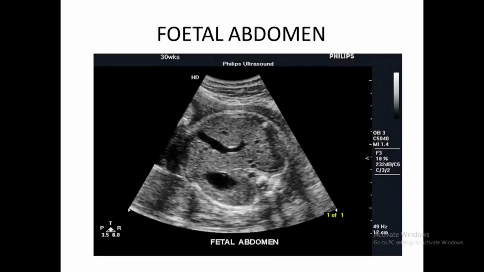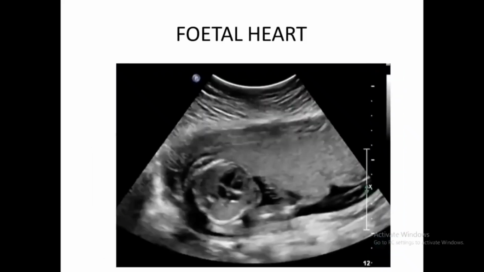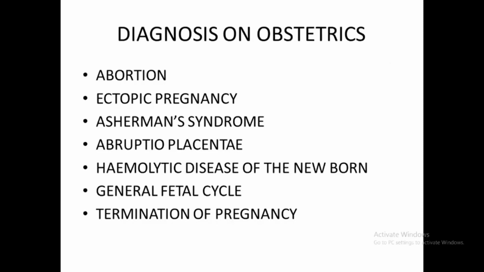So this is a fetal abdomen. This is a fetal heart. These are the diagnoses that can be seen in obstetrics. What is obstetrics? It is nothing but the study of the fetus. What is a fetus and what is a baby? If a baby comes out after the 10th month, it is called a baby. If the baby still stays in the womb, it is called a fetus. There are a few diagnoses given here for the field of obstetrics.